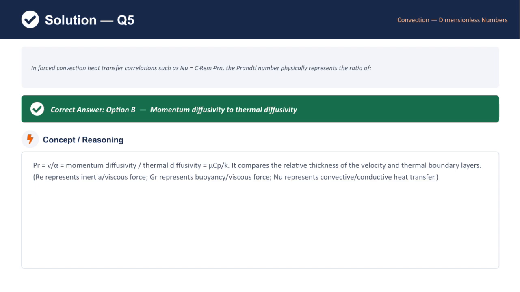It's important to keep in mind how this fits with the other dimensionless numbers we use. The Reynolds number relates inertial forces to viscous forces, while the Grashof number deals with buoyancy versus viscous forces. Meanwhile, the Nusselt number tells us about the ratio of convective to conductive heat transfer. So, understanding the Prandtl number helps us see how momentum and heat are transported differently in fluid flow.